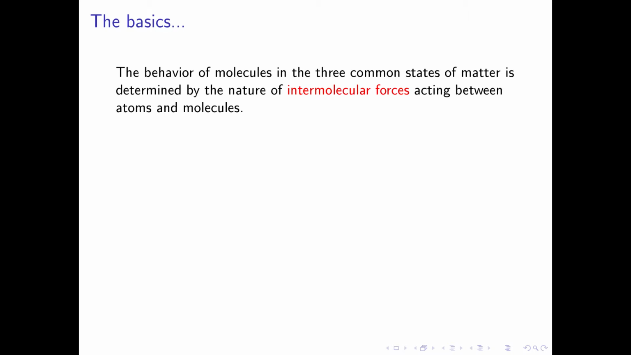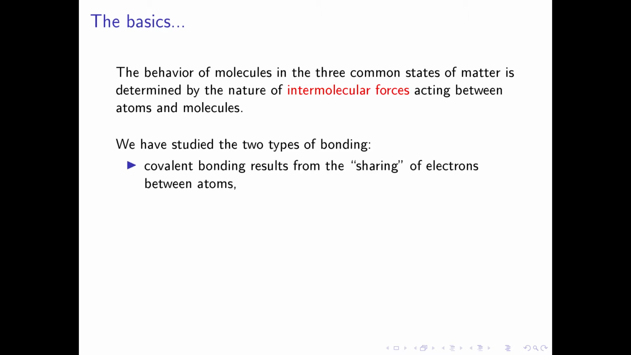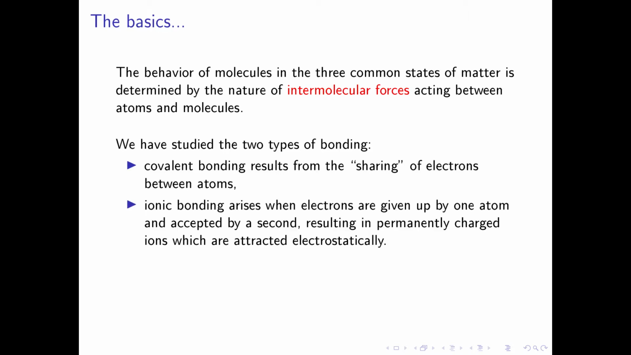The behavior of molecules in the three common states of matter is determined by the nature of intermolecular forces acting between atoms and molecules. In Chem 1, we studied two types of bonding. First, we have covalent bonding, which results from the sharing of electrons between atoms. Secondly, we have ionic bonding, which arises when electrons are given up by one atom and accepted by a second atom, resulting in permanently charged ions, which are attracted electrostatically.